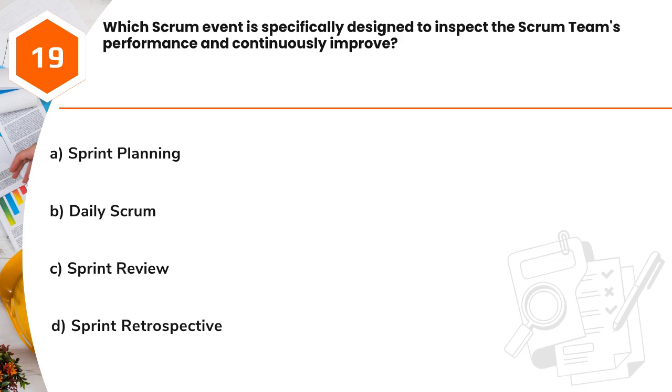Question 19. Which Scrum event is specifically designed to inspect the Scrum team's performance and continuously improve? A. Sprint planning. B. Daily Scrum. C. Sprint review. D. Sprint retrospective.